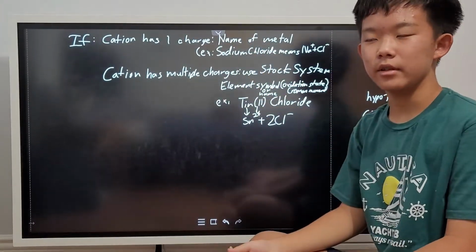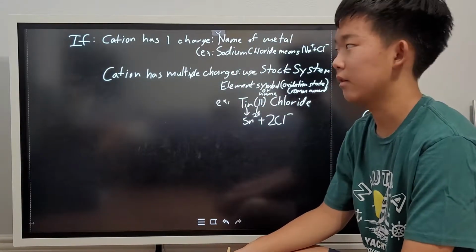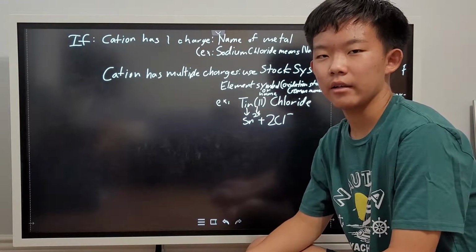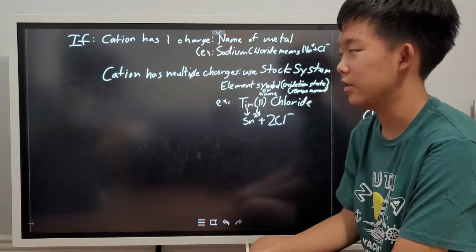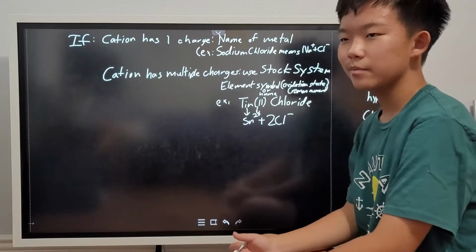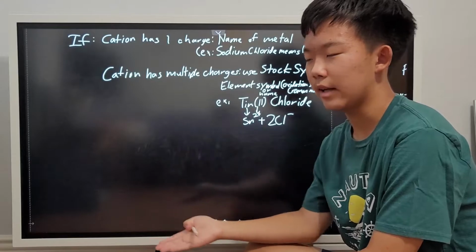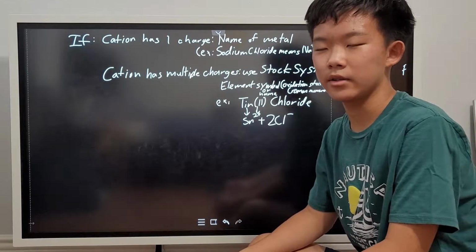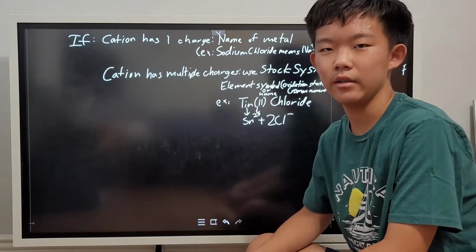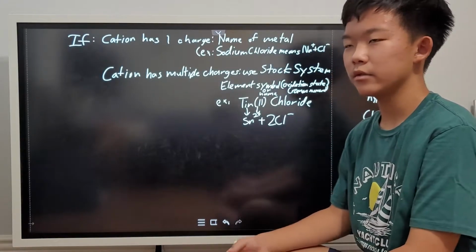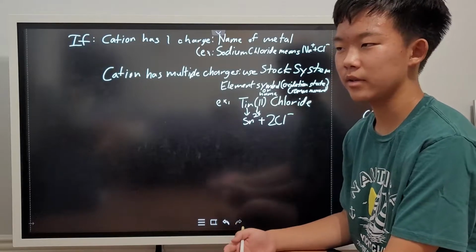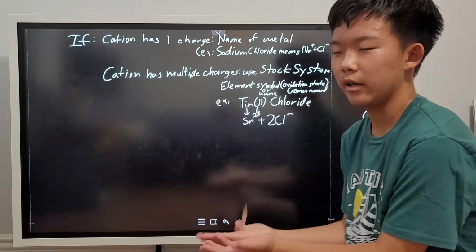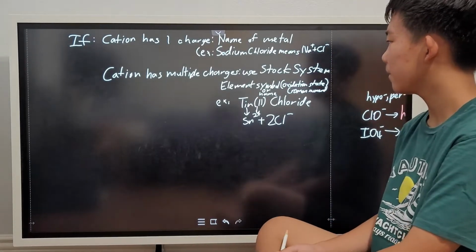Let's look at some more detail on how to name our ionic compounds. If the cation, or more like the element of the cation, only has one possible oxidation state, then we just put the name of the metal followed by the name of the anion. For instance, sodium chloride is called that because sodium only has one oxidation state, sodium 1 plus. So it's only logical to put sodium, and then the name of the anion, chloride, and make sodium chloride.